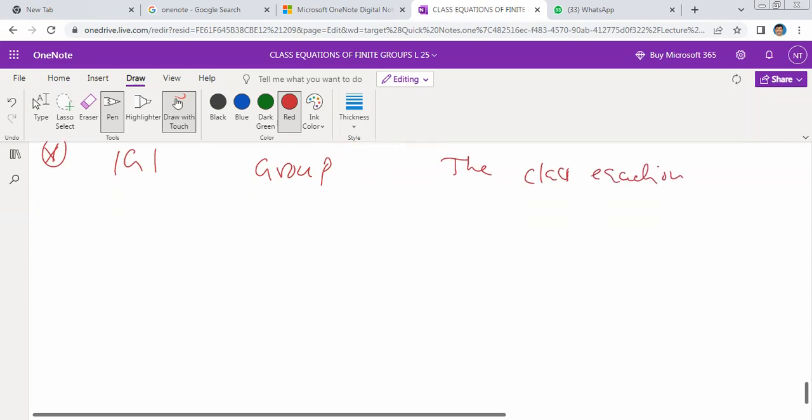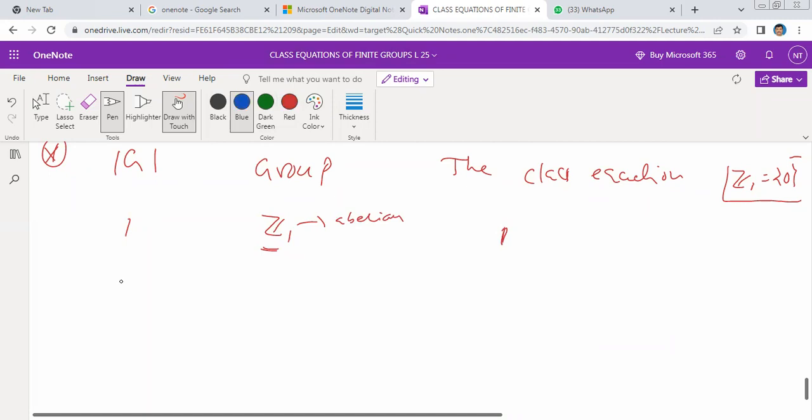Suppose I am taking only the group of order 1, which is isomorphic to Z1. Am I right? Because how many elements are there in Z1? Only one element, that is the singleton set {0}. Z1 is equal to {0}. Is it abelian? Yes, it is an abelian group. Therefore, what is the class equation? 1 only, because it is abelian, whose class equation is 1.